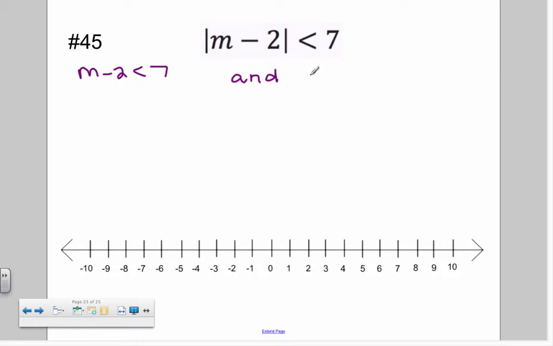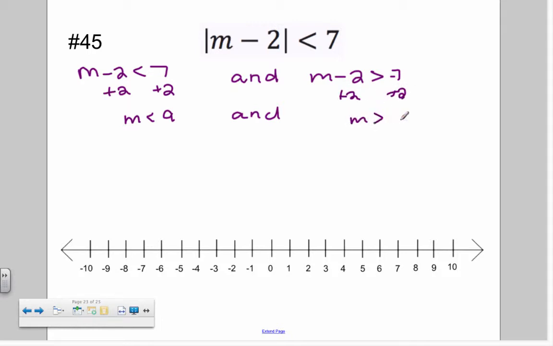Then we rewrite it again with m minus 2. What's inside the absolute value does not change, but we have to flip the sign, so now it becomes greater than, and we flip our value to the opposite, so it's negative 7. Once I've done that, now I can solve and I can graph. I'm going to solve this by adding 2 to both sides. I get m is less than 9. And here I add 2 to both sides and get m is greater than negative 5.